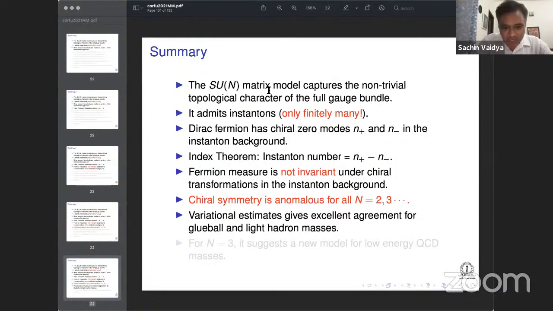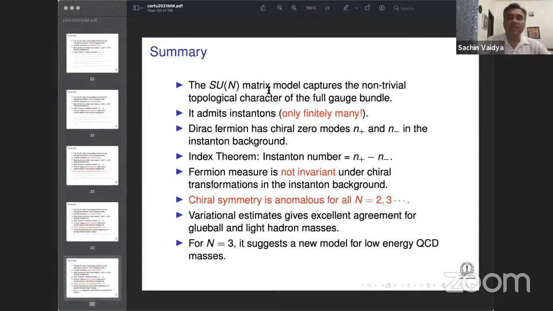Then towards the end, I showed you how you can do variational estimates, and variational estimates give you excellent agreement with glueball masses, which I did not have time to show you. And I showed you the data on the matrix model prediction of the light hadron masses. In particular, what this means is that the SU3 matrix model coupled to 3-flavor fermions, 3-flavor quarks, should be taken seriously as a model for extreme low energy QCD.